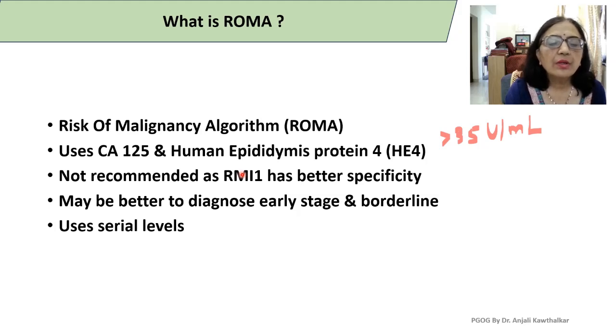Presently, it is still not recommended because there is no sufficient scientific evidence, and RMI1 has a better specificity. But we have to remember that it is also one of the emerging ways of trying to differentiate between benign and malignant ovarian tumors preoperatively. So there are three ways. One is RMI1, second is IOTA, and third is this ROMA.